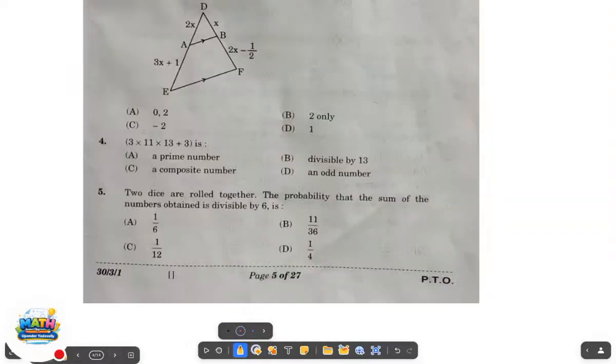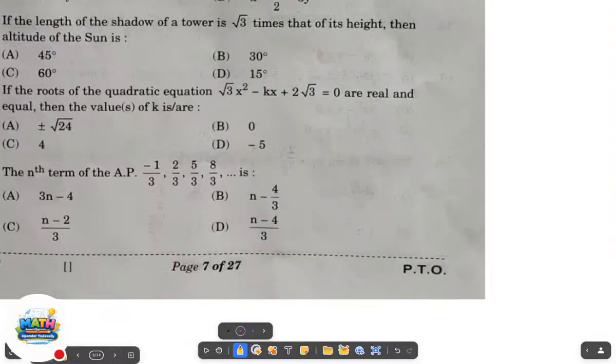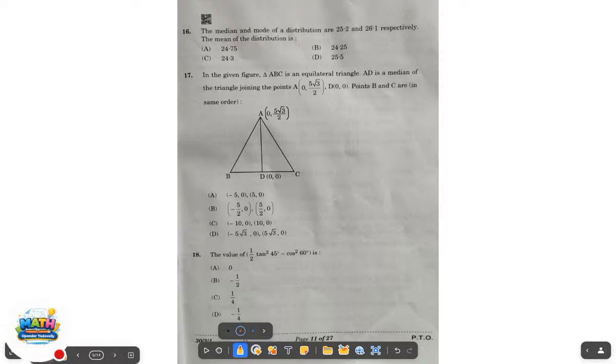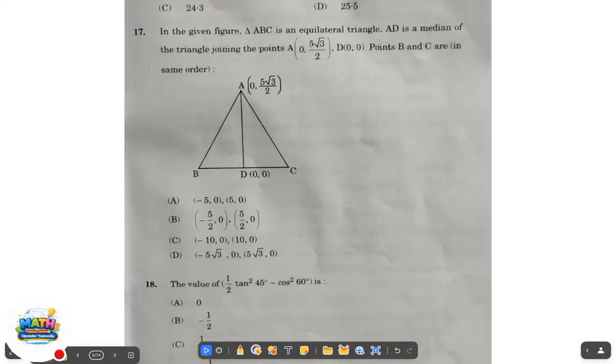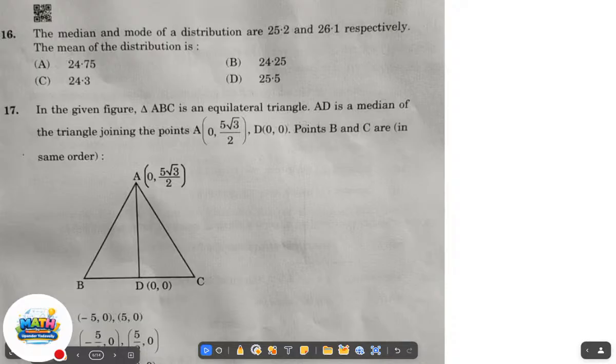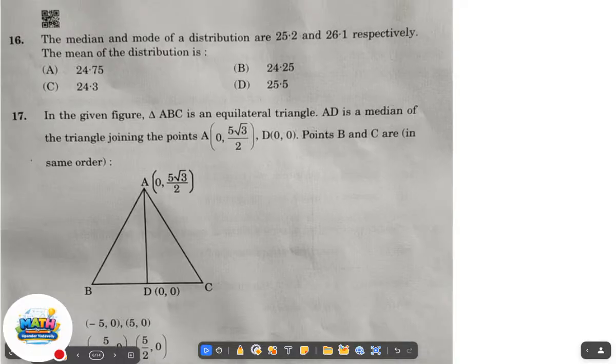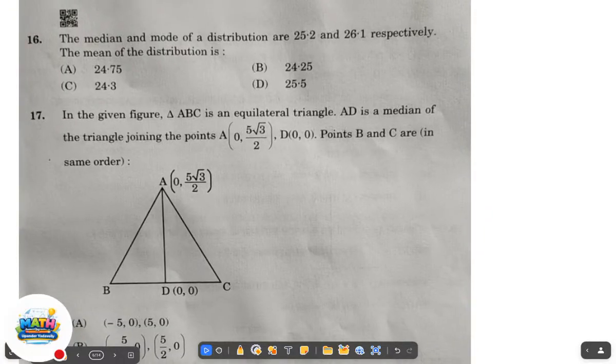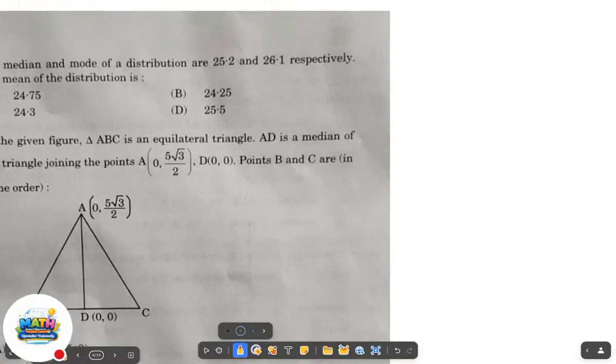Next, 16th question. The median and mode of the distribution are 25.2 and 26.1 respectively. So the mean of the distribution is what we have to find. Yes, we have to find the mean. The median is given, the mode is given, right? Okay, let's do it. So what is the median given?